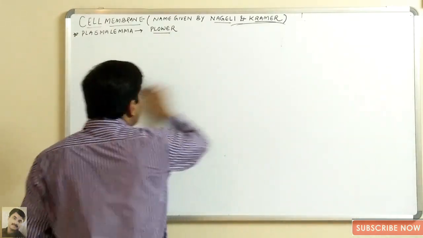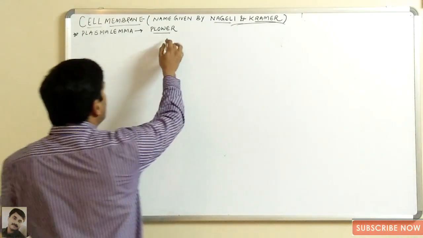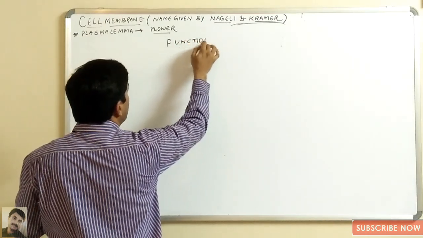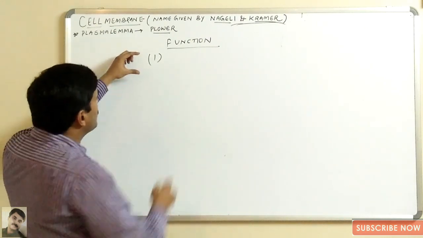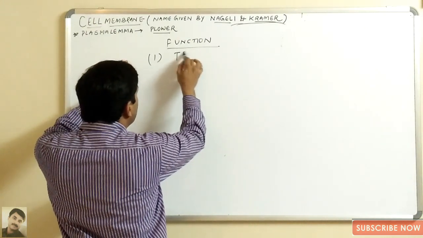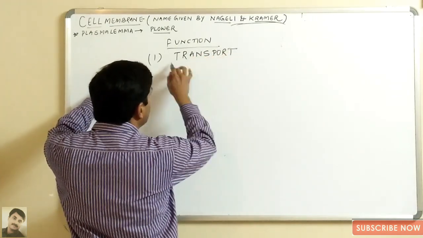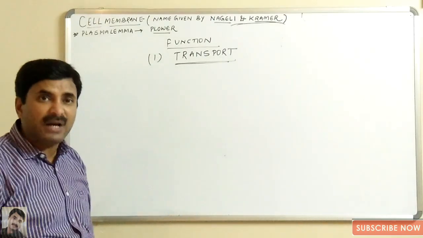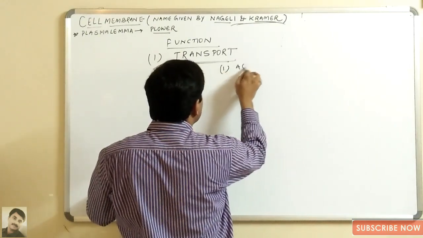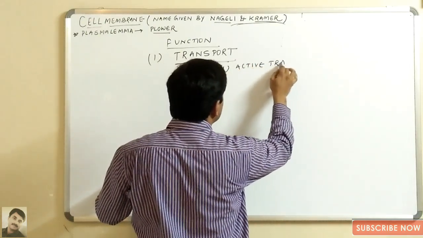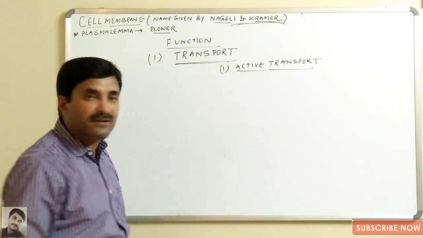Okay, now we must know about the functions of the cell membrane also. We must know that the chief function of the cell membrane is transport of substances. Now what type of transport? The very first mode of transport is active transport.